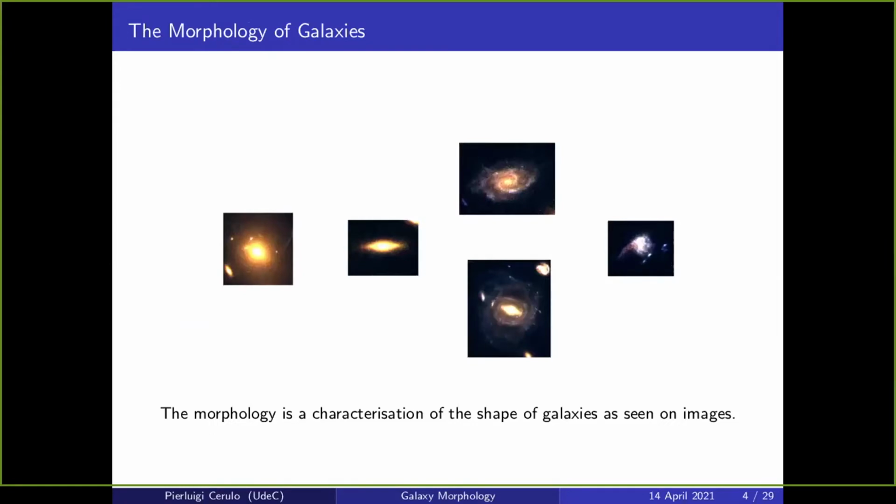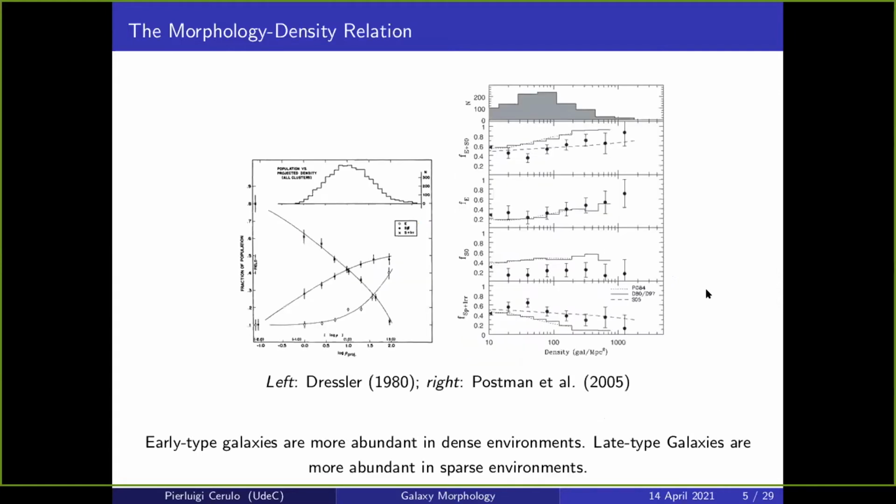Morphology is a qualitative way of characterizing the structure of galaxies. So basically, we look at an image and see whether a galaxy is more elliptical or more spiral-like. Traditionally, galaxies have been subdivided into ellipticals, lenticular or S0, spirals that are maybe unbarred or barred, and irregular galaxies. The morphology depends on the environment in which galaxies reside.